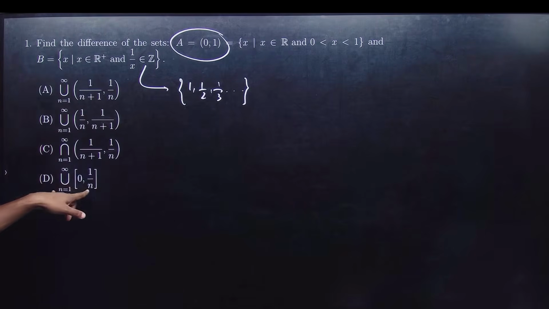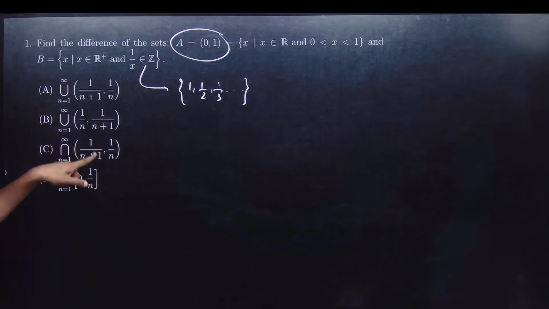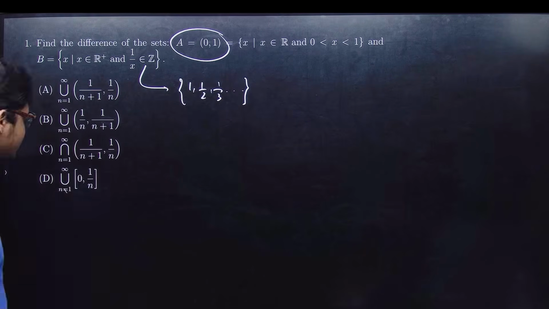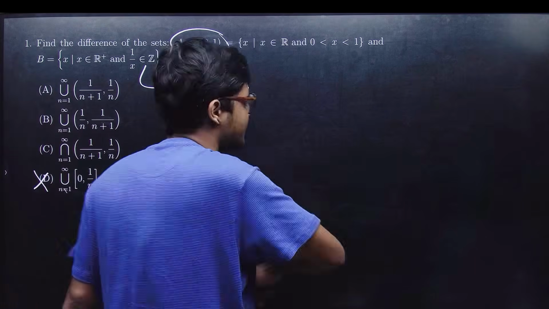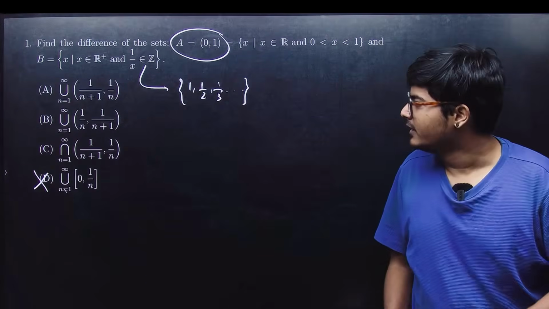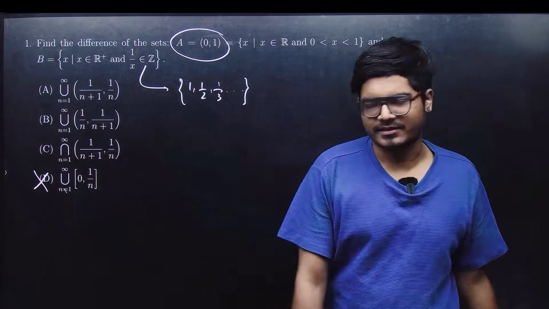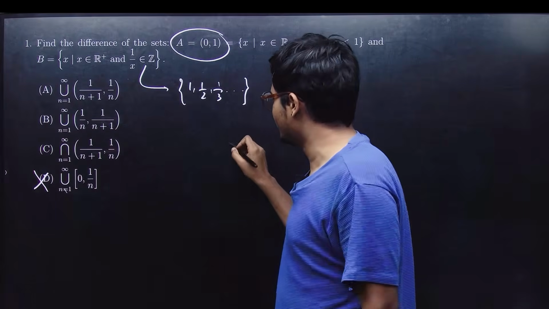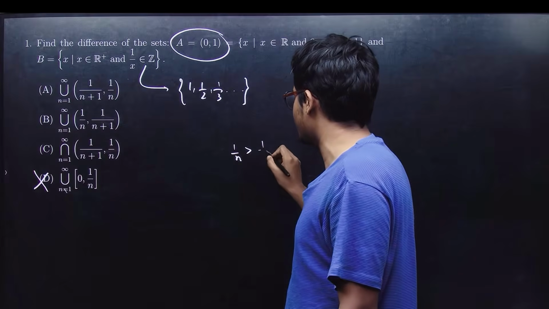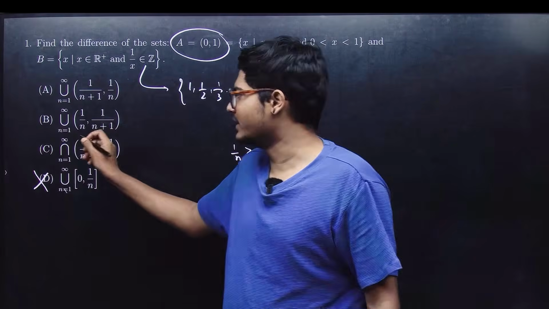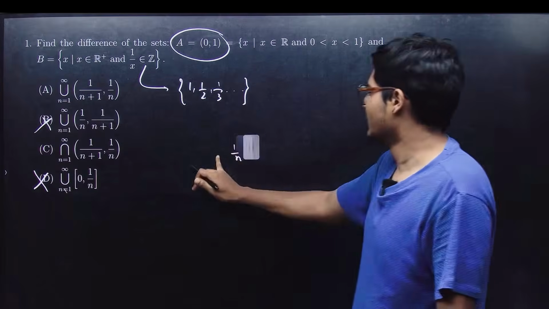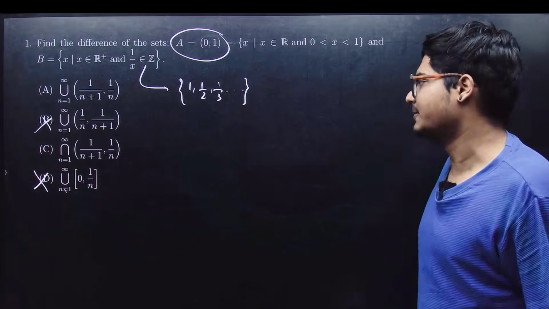First of all, observe that in option D, when you take the union of these sets, 0 is a constant for all the sets, right? So in the overall union, 0 is going to be there, which is not allowed, right? Because in our interval, we don't have 0. So D is clearly incorrect. Now similarly, if you look at option B, this interval itself doesn't really make sense, right? 1/n is always going to be greater than 1/(n+1), right? Okay, so this interval doesn't really make sense. So B is also incorrect. Now we only have to work with options A and C.